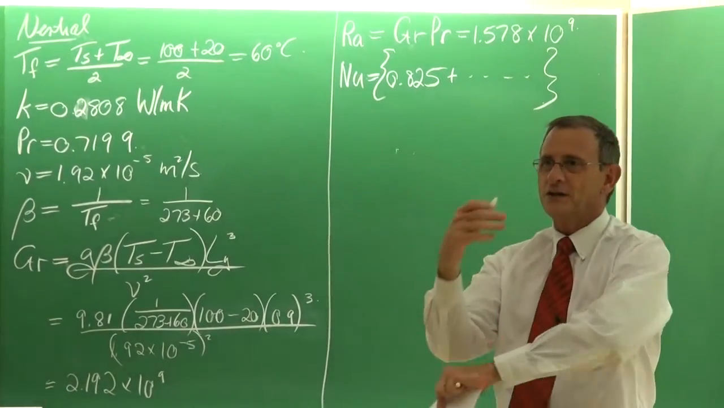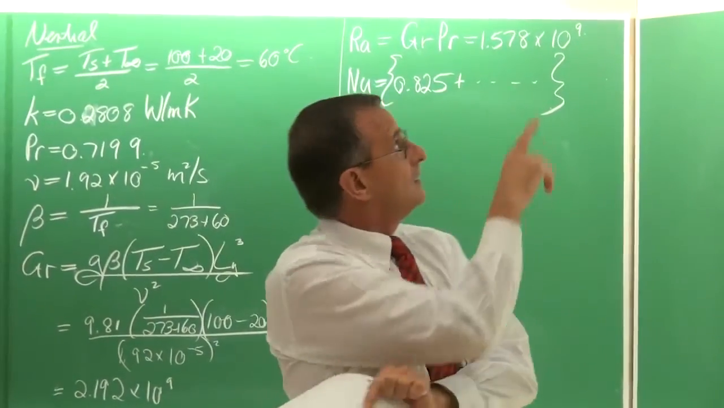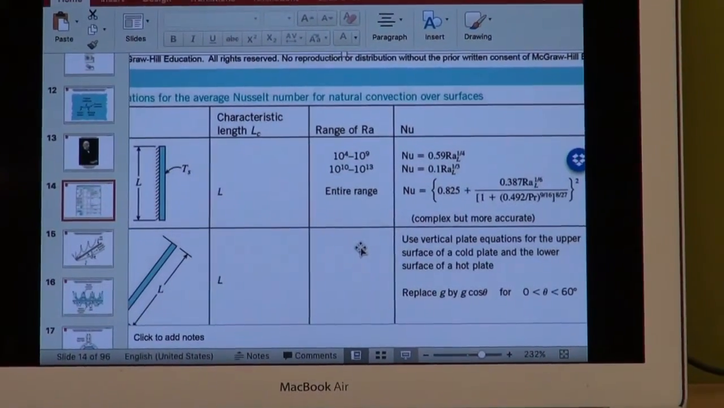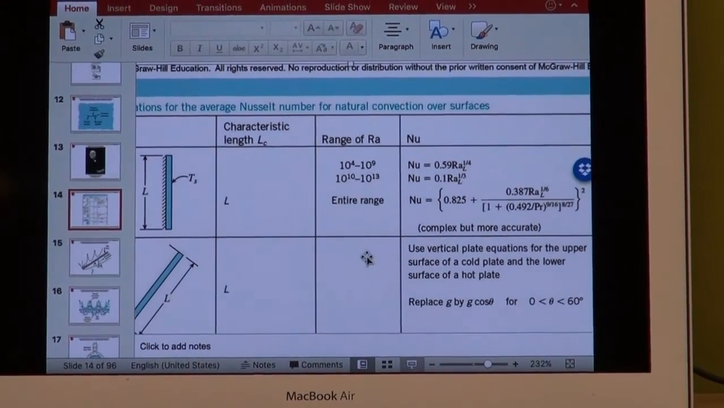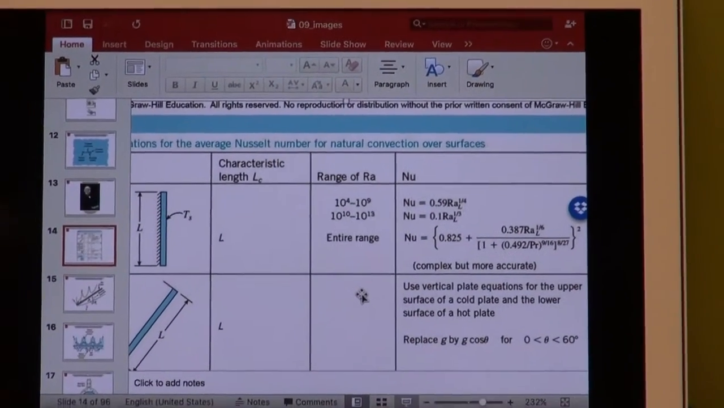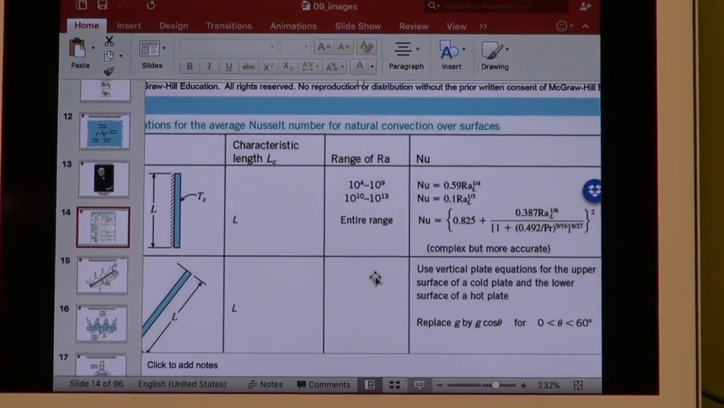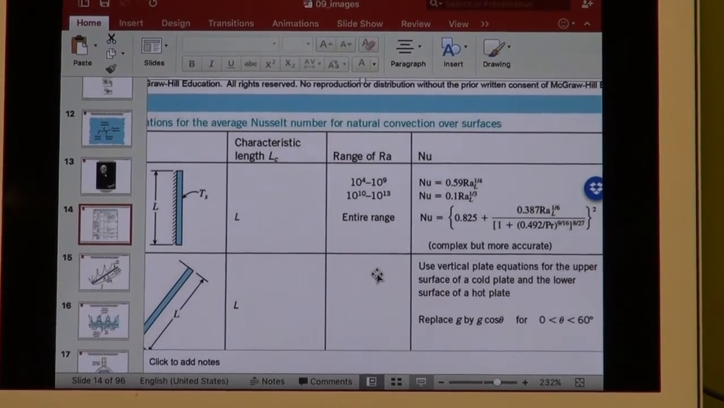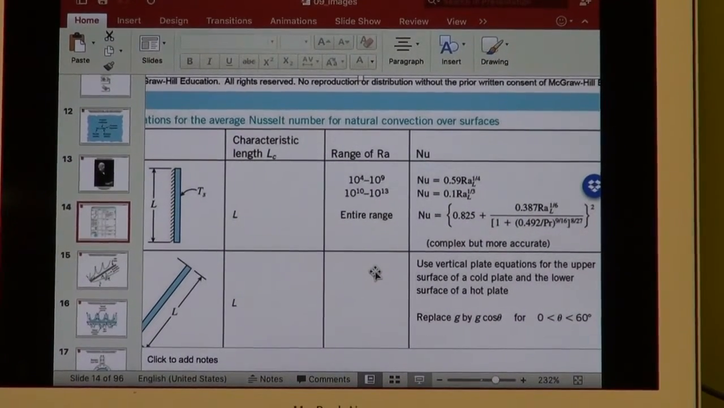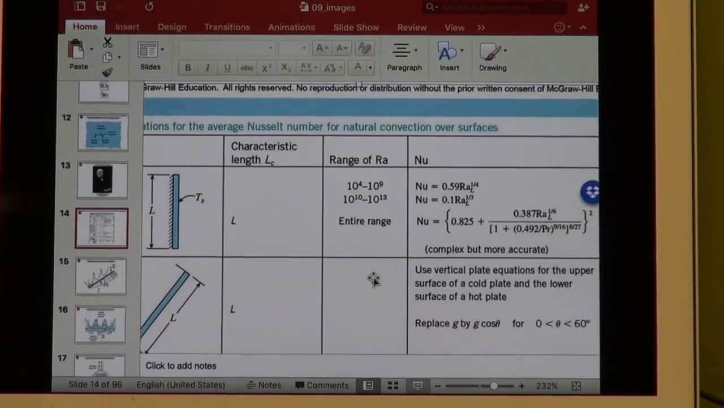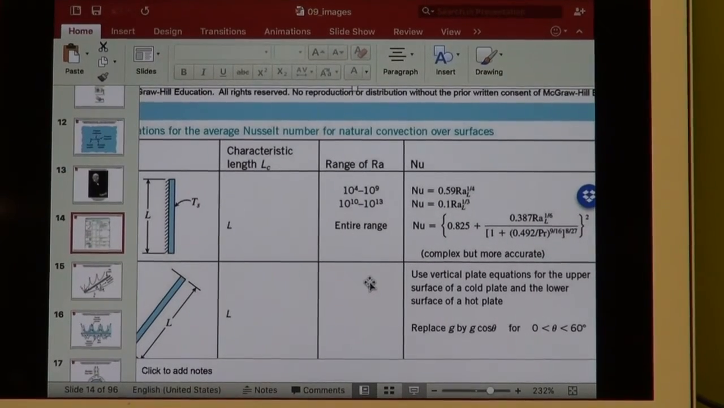I'm not even going to write it down. Okay, you can see it there in the overhead. Tamron, if you can just go there quickly again. So it is equal to 0.825 plus 0.387 Rayleigh based on the length to the 1/6, divided by 1 plus 0.492 divided by the Prandtl number to the 9/16, to the power of 8/27, and everything to the power of 2. You see the long equation? Okay. And everything is known. You see? Nothing unknown in the equation.